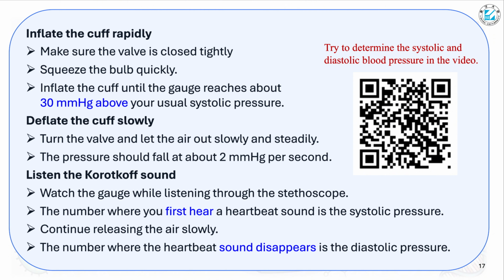So, remember, the first sound is systolic pressure, and the disappearance of the sound is the diastolic pressure. Here is a website link for you. You can watch the video and listen carefully to the throat cough sound. Try to identify the person's systolic and diastolic blood pressure.